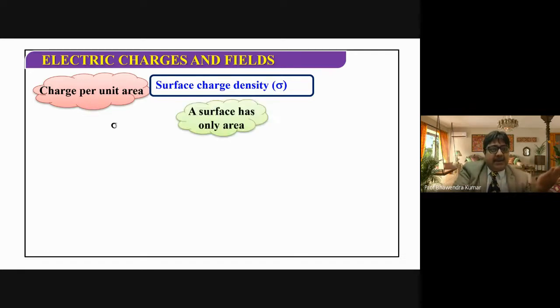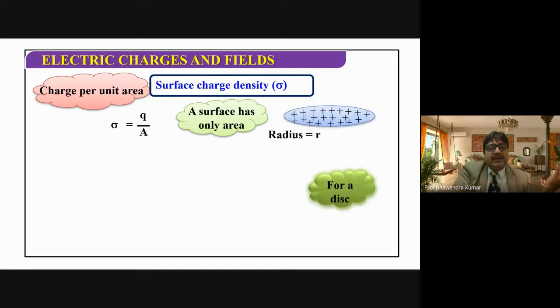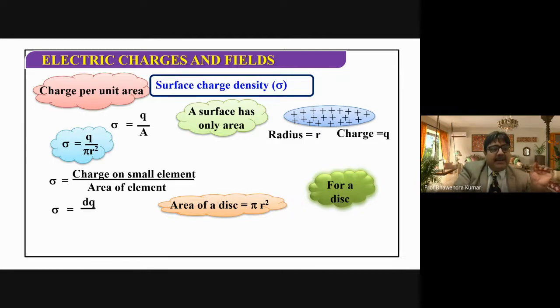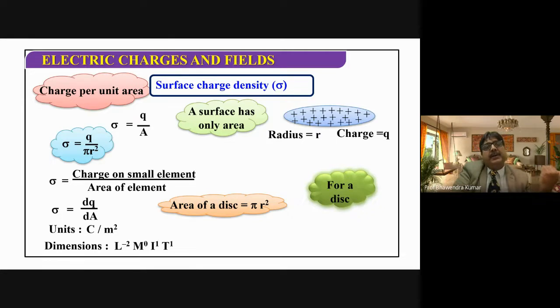If it is distributed over the area, we use the symbol sigma to represent it. It is charge per unit area. Sigma is Q divided by A. For a disk, radius is R, charge is Q. So what will be the area? Pi r square. So it will be Q by pi r square. If I have considered a small element, then I have to consider the area of that small element. So if the small element is having an area of dA, holding a charge dq, then sigma will be dq by dA. Its unit will be what? Coulomb per meter square. Dimension will be what? L minus 2, M0, I1, T1.